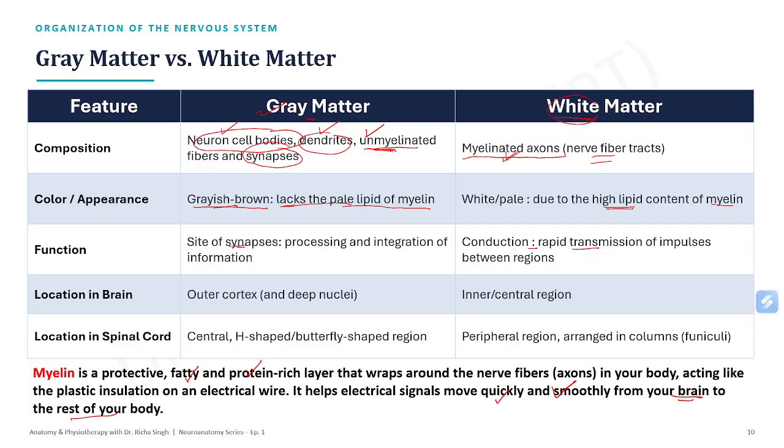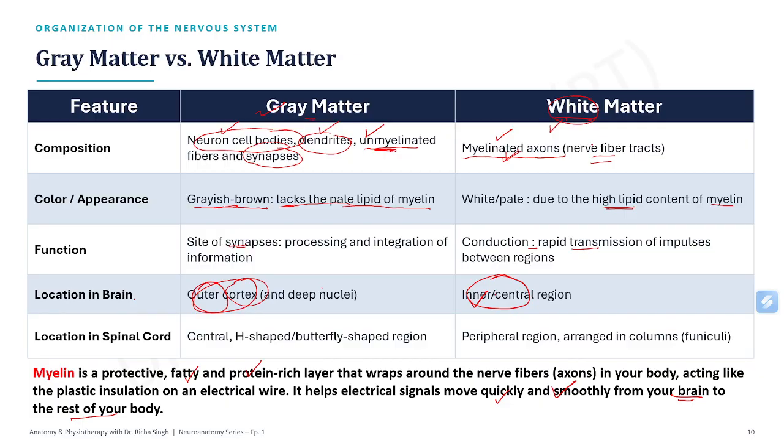And whenever the word white matter comes, we mean myelinated axons, meaning those axons which are covered with myelin sheath. So exactly where are they located? The outer cortex of the brain is made up of gray matter, whereas the inner or central region of the brain has the white matter: inner white matter and outer gray matter. But it is the opposite in the spinal cord. Remember, whenever we talk about the brain, it has outer cortex in gray matter and inner region in white matter.